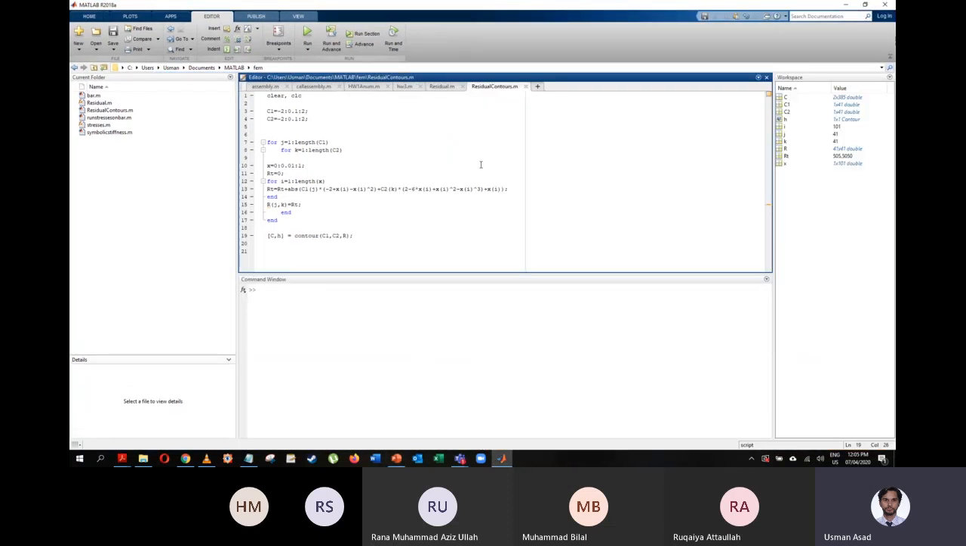ठीक है. So I wrote 2 small programs. एक में तो ये कि for some, I'm sweeping over some value of C1 from -2 से 2 and some other value of C2 from -2 से 2.